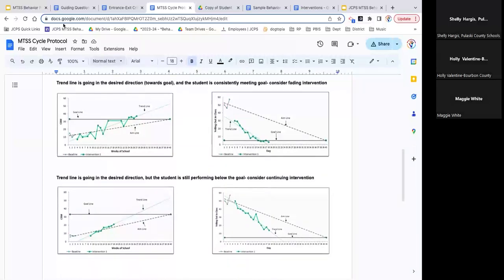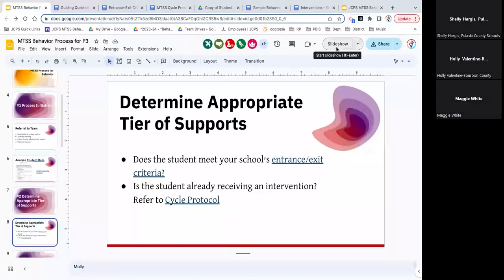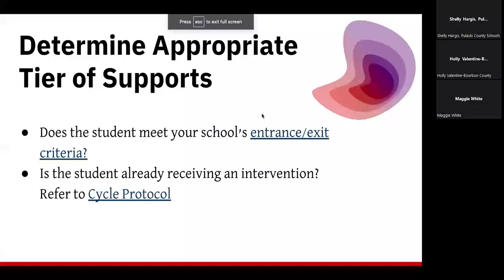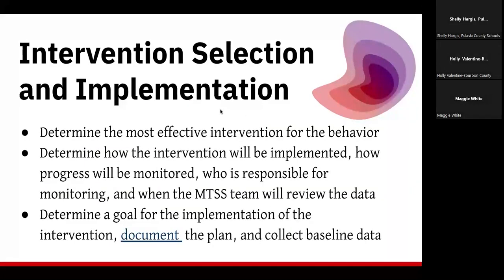So you can look here, there are different examples of the graphs, and we want to know that we are looking at the trend line. And then we're also thinking, are they meeting their goal? Are we going to consider fading intervention? Or maybe we need to continue our intervention. Right?